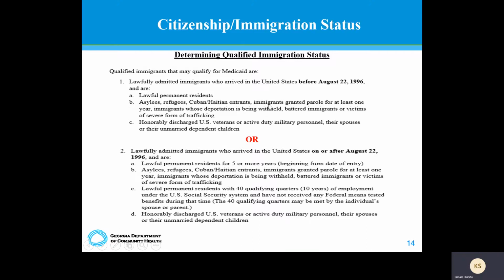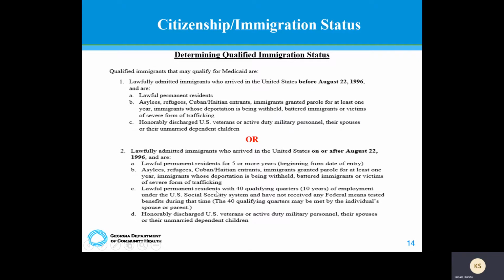So if they enter the United States before August 22nd, 1996, they have to fit one of these criteria in number 1. If they enter the United States on or after August 22nd, 1996, then they need to fit either A, B, C, or D in number 2. A is that they have to be a lawful permanent resident, but they have to have been here at least 5 years. And B is the same as up here: asylum, refugee, Cuban, Haitian entrants, immigrants, etc.